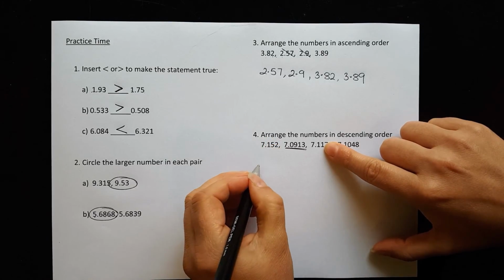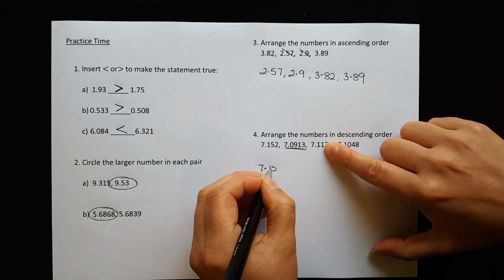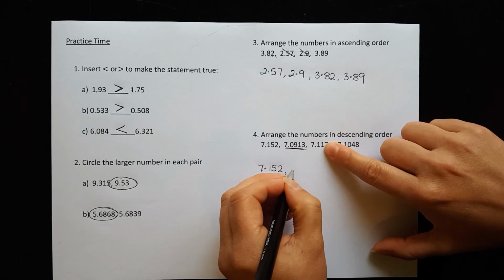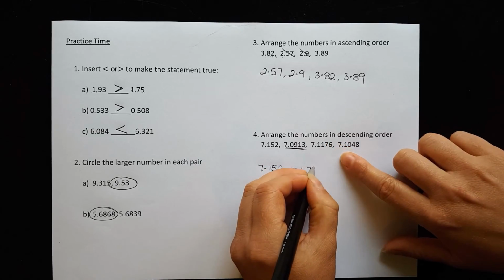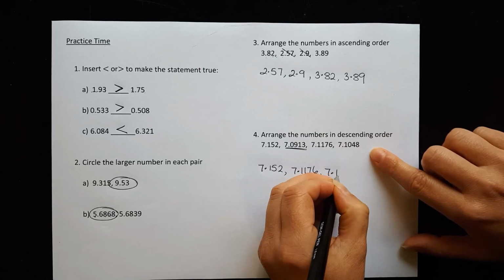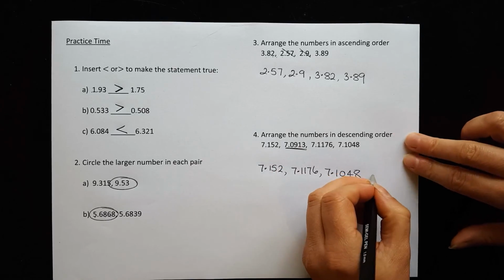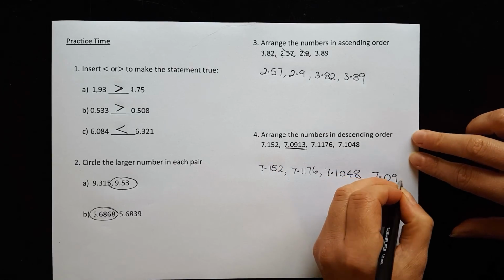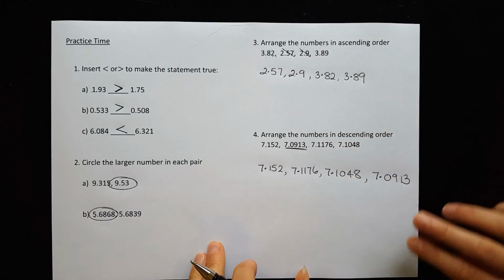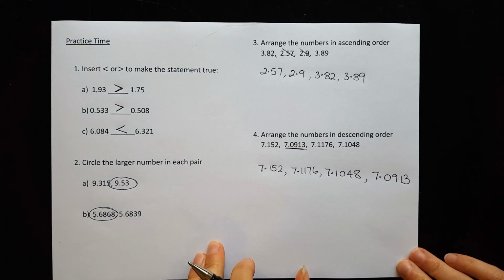So this one's first, 7.152, then 7.1176, and 7.1048. Okay, then finally our small one on the end, 7.0913.